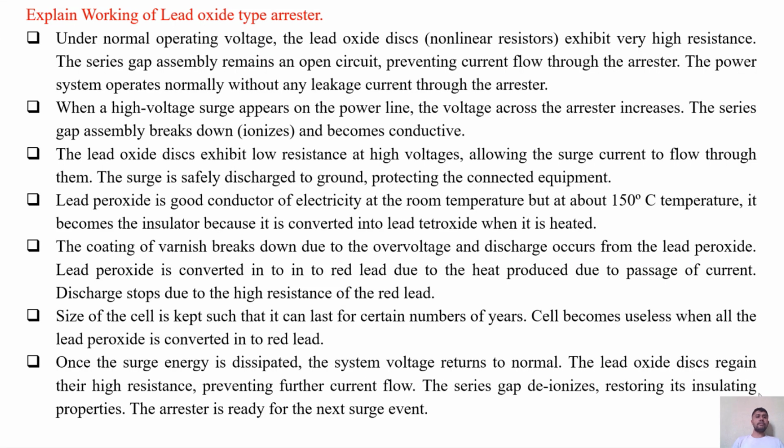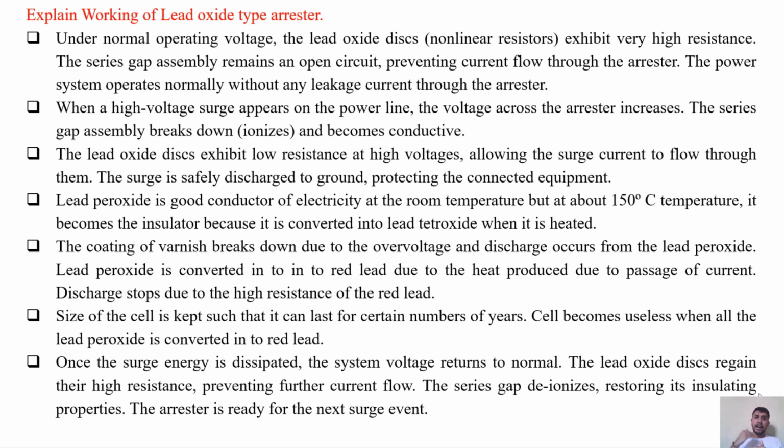Explain working of lead oxide type arrestor. Under the normal operating voltage, the lead oxide disc, that is the non-linear resistor, exhibits a very high resistance. The series gap assembly remains an open circuit, preventing current flow through the arrestor. The power system operates normally without any leakage current through the arrestor during this normal operating voltage condition.